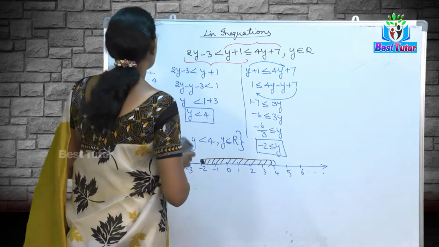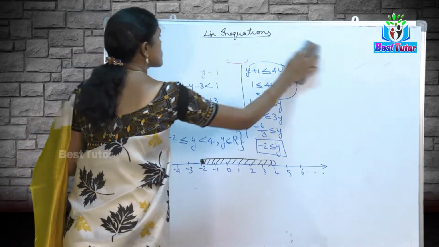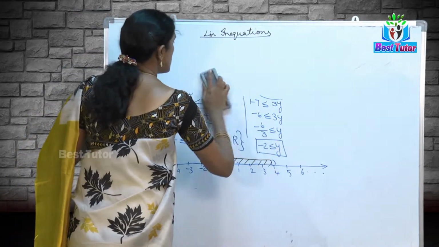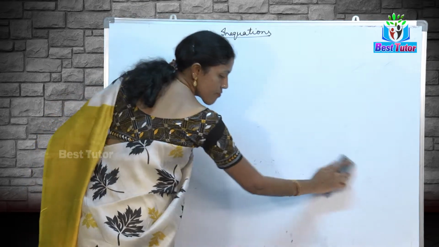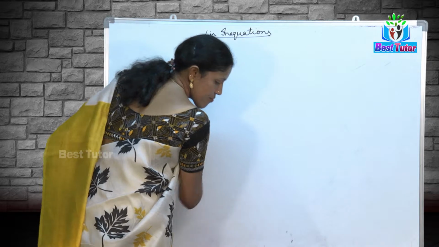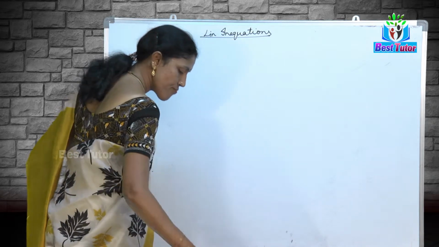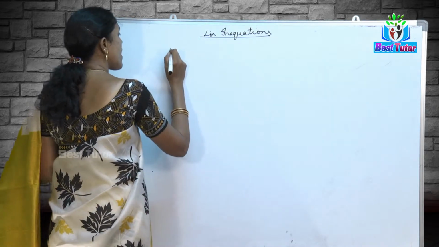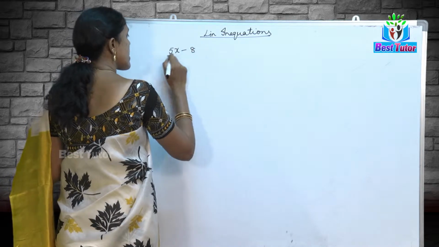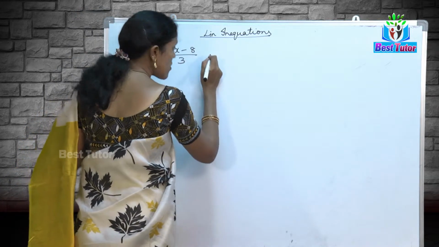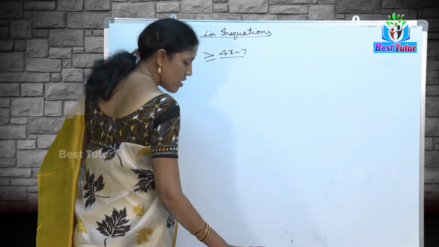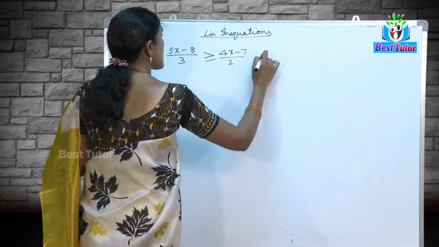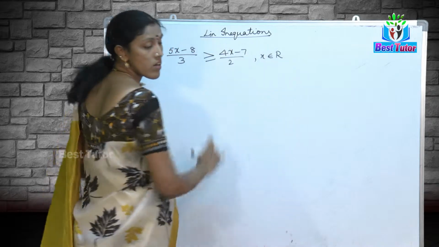Okay. Now if there is a change in the question, if we have (5x minus 8) by 3 is greater than or equal to (4x minus 7) by 2, x belongs to R.